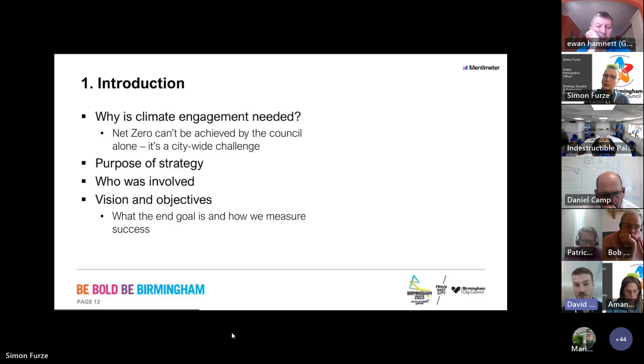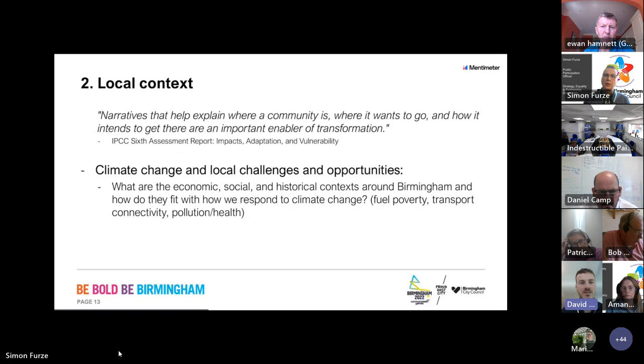The introduction will also cover the purpose of the strategy, who is involved, and then set out a vision and objective. So what the goal is and how we measure success of the actions we take. If I jump to the next slide, Simon. So, jumping into that first section about local context, I really wanted to start by thinking about what aspects of this area are specific to Birmingham. What are the things that we should consider when we're talking about Birmingham and climate change?